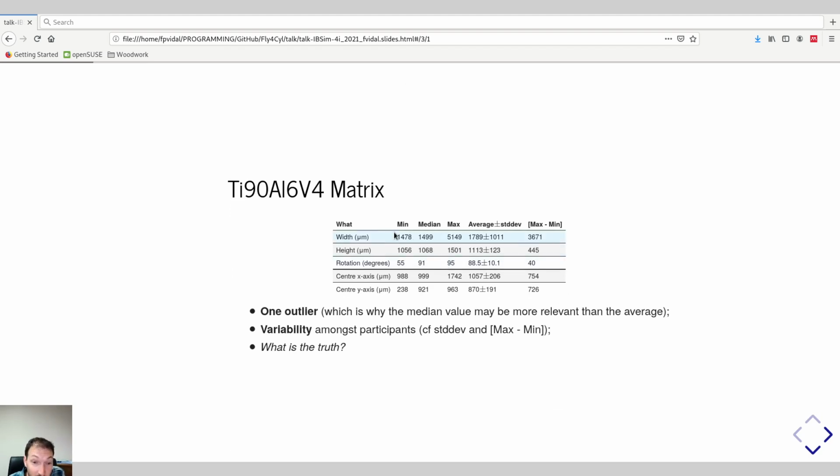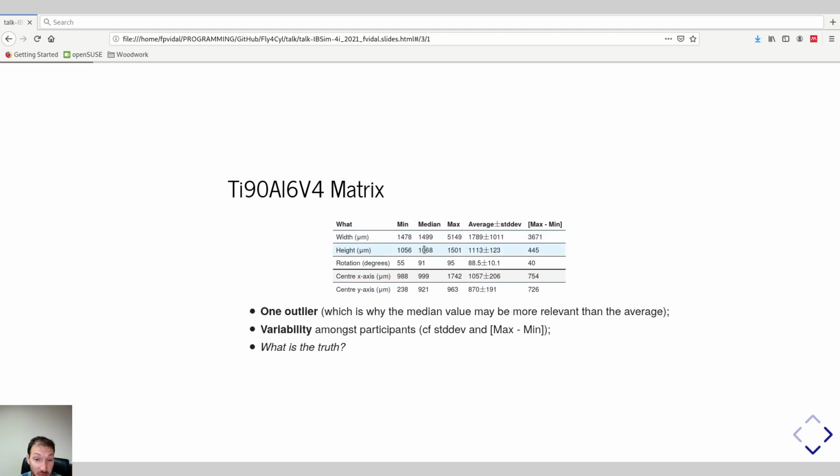So what we can see for the matrix, you can see the max here is totally off the median, which will probably offset the average. The standard deviation is high, and you can see the range of answers is high for the width, for the height, for the rotation angle, and for the center of the matrix. So what it shows is it's very hard to rely on manual measurements. This is prone to errors, maybe there's some bias.